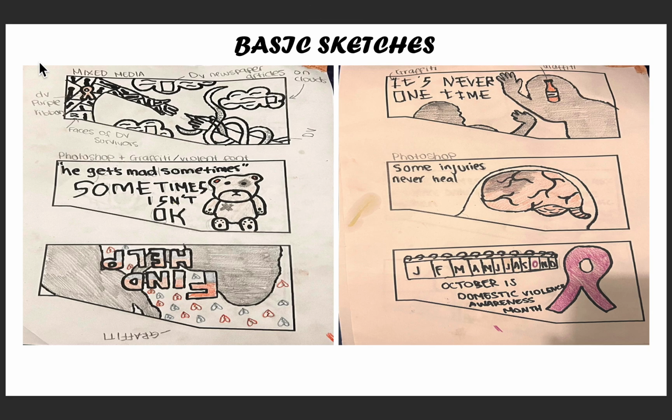For the rest of mine, I used things like mixed media. That's for my first one. A Photoshop and graffiti of violent font typography, along with a broken teddy bear to represent physical violence. I did another one that says "find help" with broken hearts spray painted all over it and a silhouette of violence. I really did like this one, but I didn't think it was right for me.